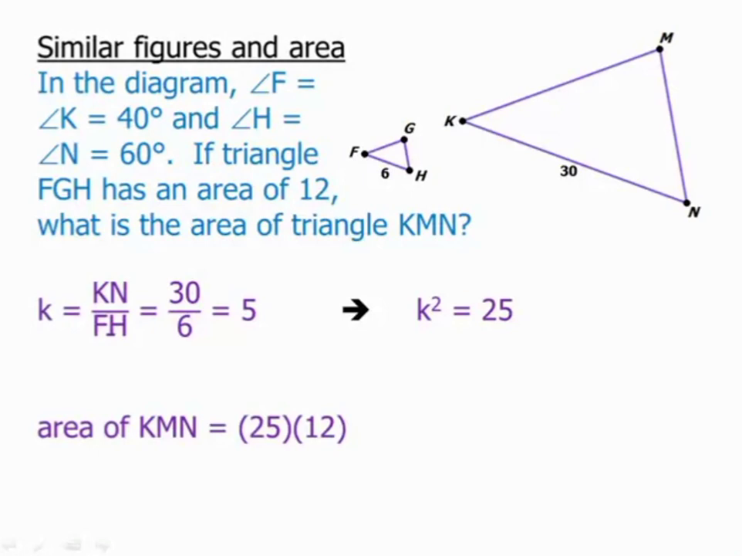For that, we'll use the doubling and halving trick. Double 25 to 50, halve 12 to 6. Do it again. Actually, we don't even need to do it again. 6 times 50 is 300. That's pretty easy to see. So that's the area of the larger triangle.